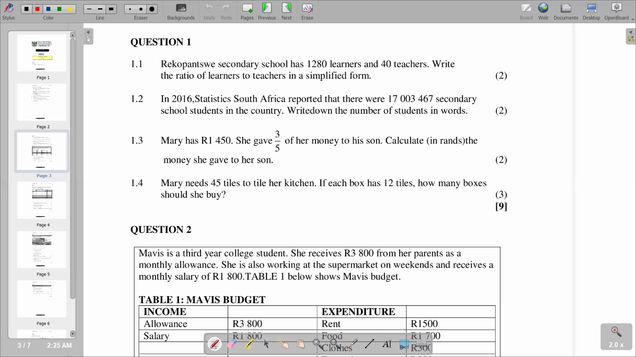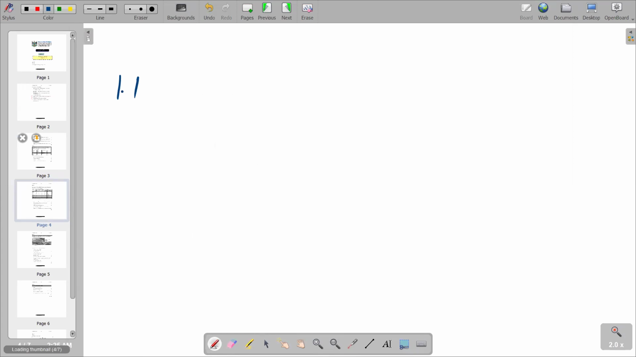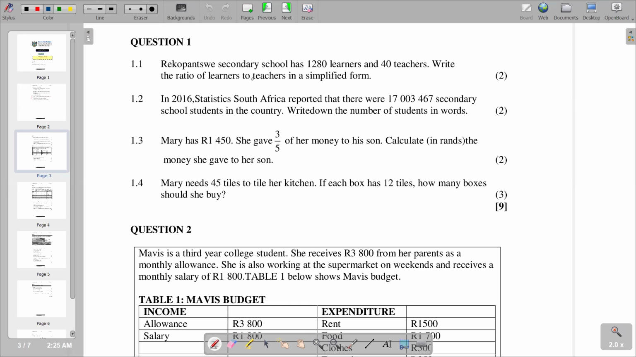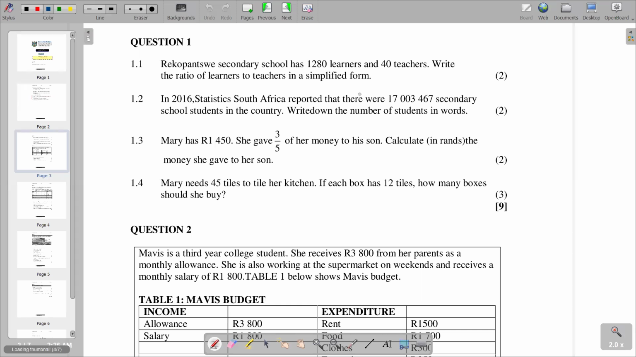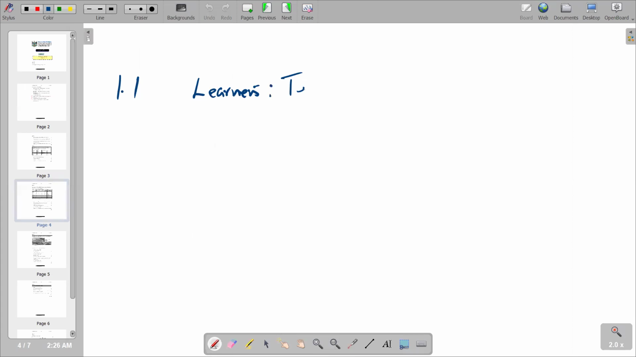So we move on to the first question of the question paper, which is question one, which reads: Recompart Secondary School has 1,280 learners and 40 teachers. Write the ratio of learners to teachers in a simplified form. So we are saying 1.1. The ratio that we have is of learners to teachers. Basically, we can present it as learners to teachers.